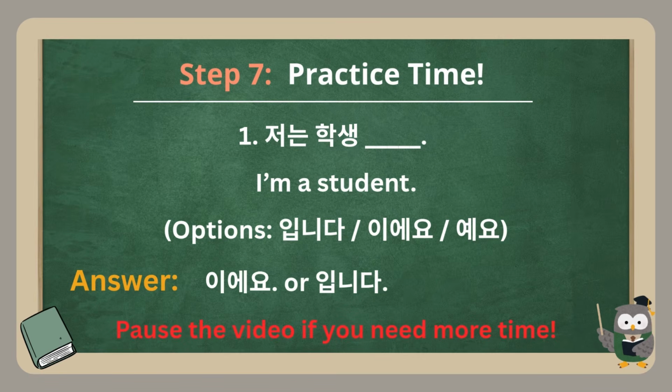The correct answer is 이에요 or 입니다. So the full sentence is 저는 학생이에요, which means I'm a student. You could also say 저는 학생입니다 in a more formal context. But since 학생 ends with a consonant, 이에요 is the polite form we use in daily conversation. Pronunciation: 학생이에요.